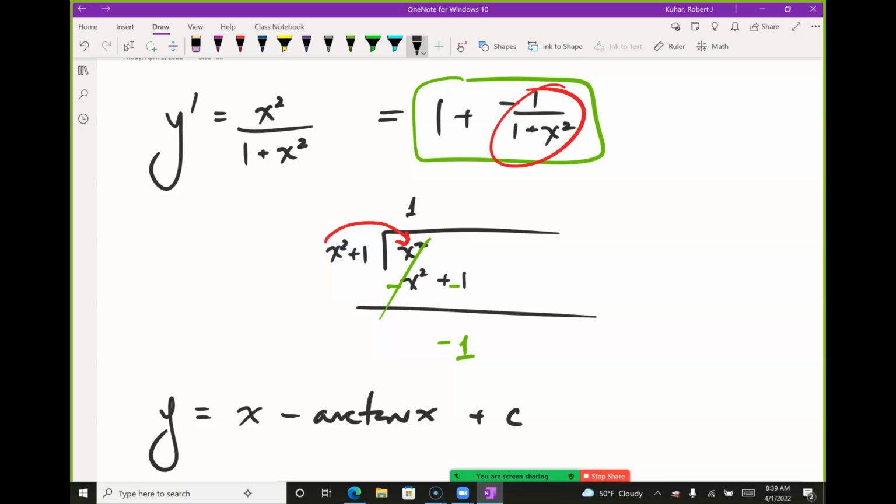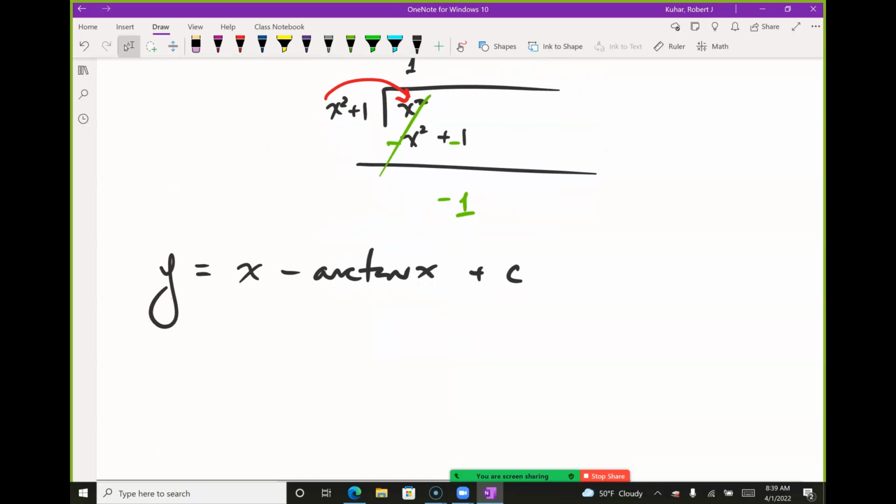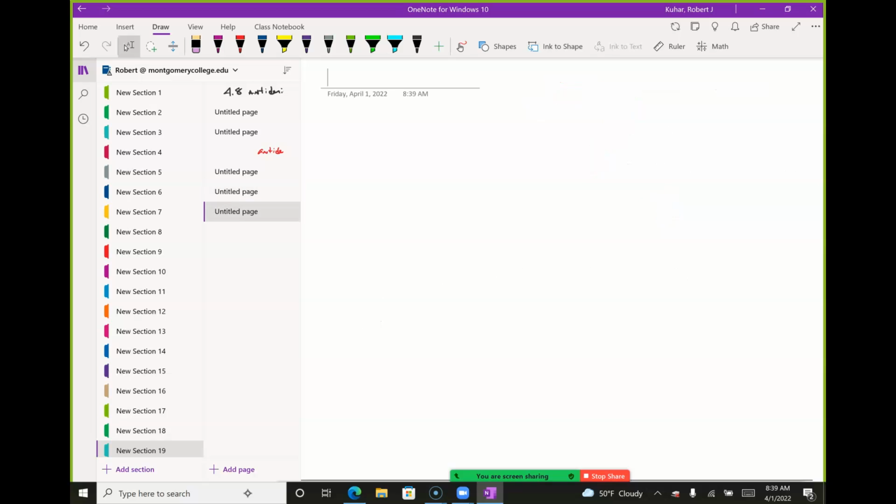So long divide is one of our tricks, and divide and conquer is one of our tricks. Let me see if I can find a divide and conquer problem. Oh, yeah, sure. This is number 10 in the textbook, 4.8, number 10.